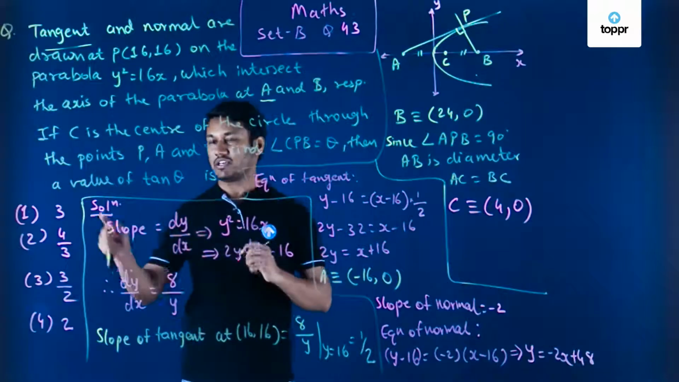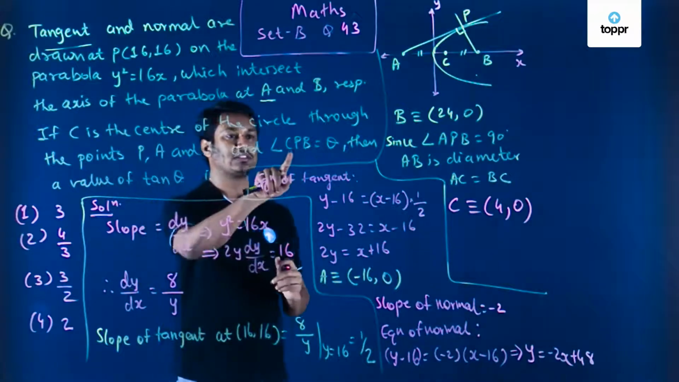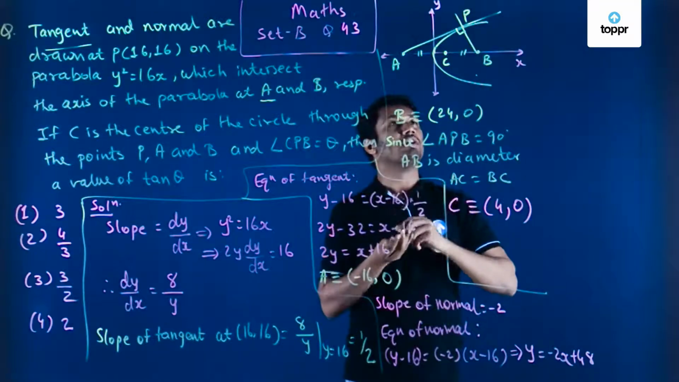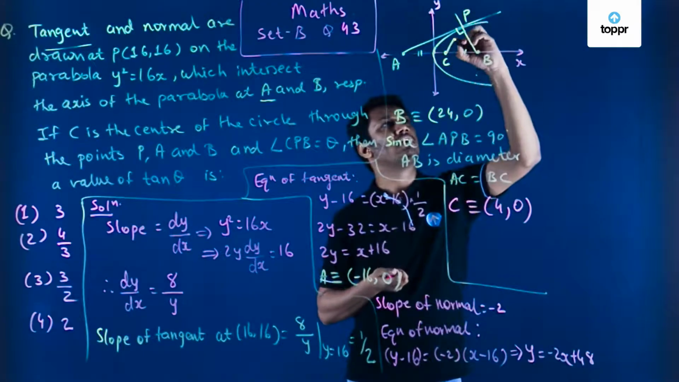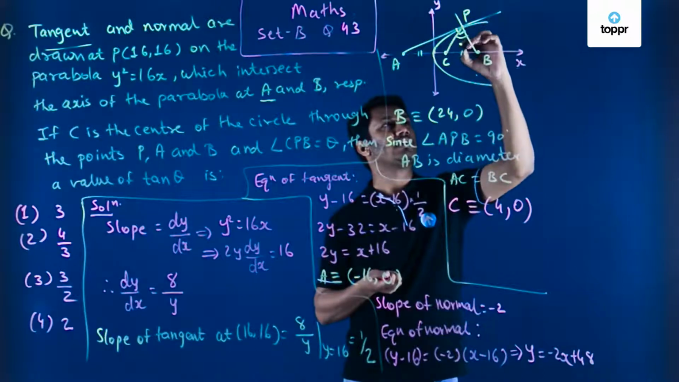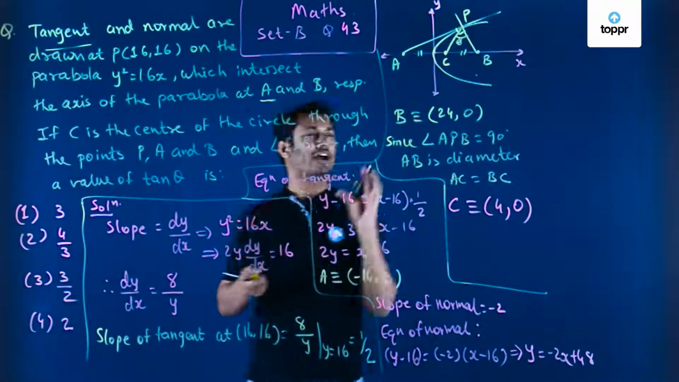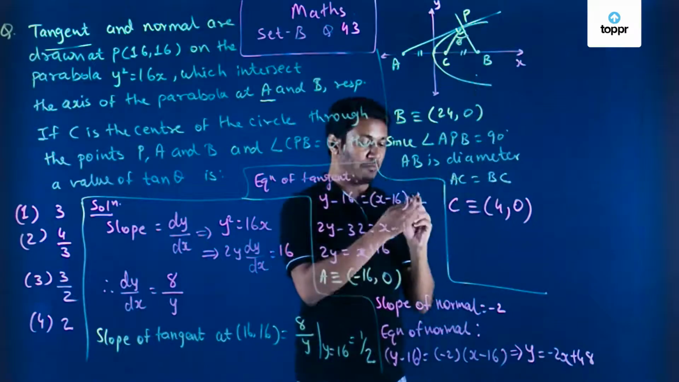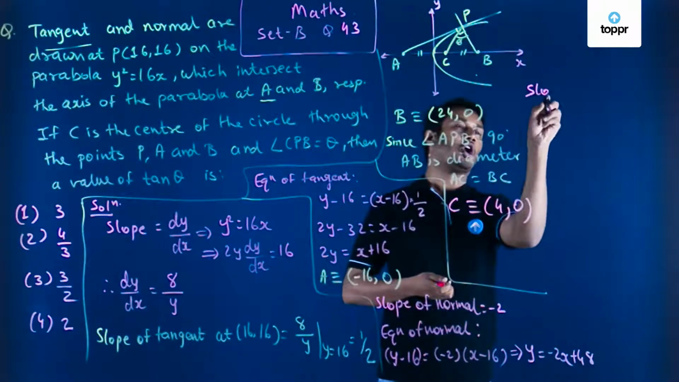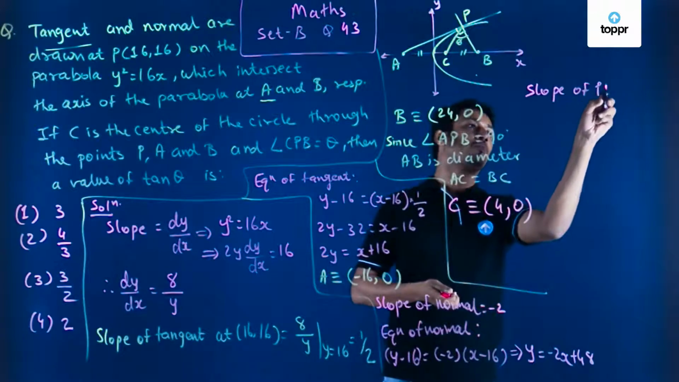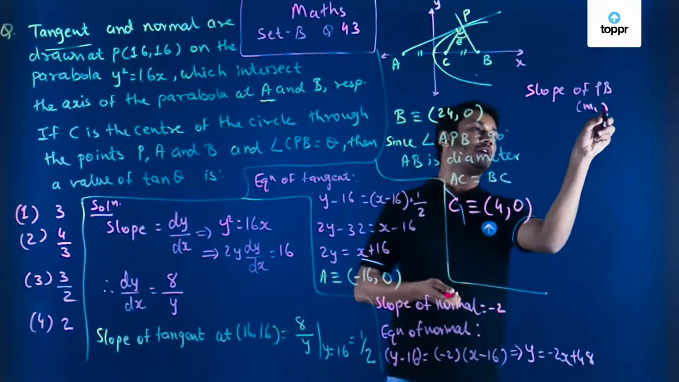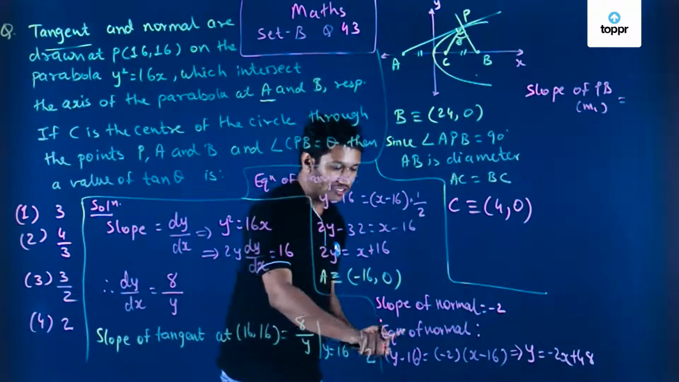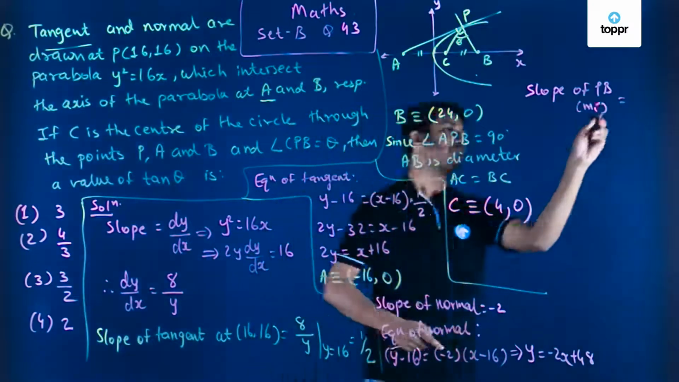Now the question says there is an angle theta which is CPB. Let me connect point C and P. So if I connect them, then this is the angle I form, CPB. This angle is theta, and we have to find out the value of tan theta. So do we already know the slope of PB? The slope of PB, let me call it M1, is something we already know, because PB is the normal and the slope of the normal is available right here, it's minus 2.